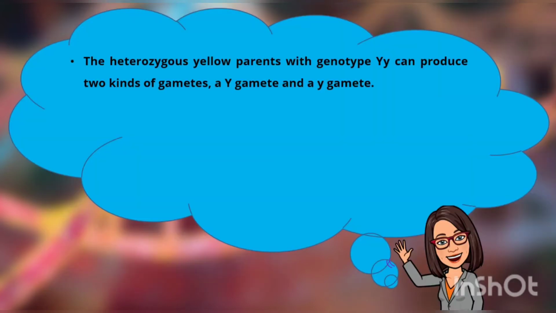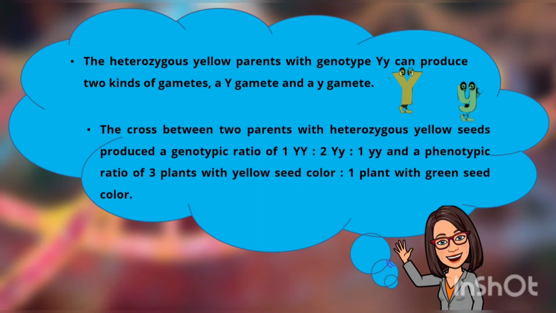The heterozygous yellow parents with genotype capital Y and small y can produce two kinds of gametes, a yellow-seeded gamete or capital letter Y, and a small letter y or green-seeded gamete. The cross between two parents with heterozygous yellow seeds produces a genotypic ratio of 1 homozygous dominant yellow, 2 heterozygous yellow, and 1 homozygous recessive, and a phenotypic ratio of 3 plants with yellow seed color and 1 plant with green seed color.